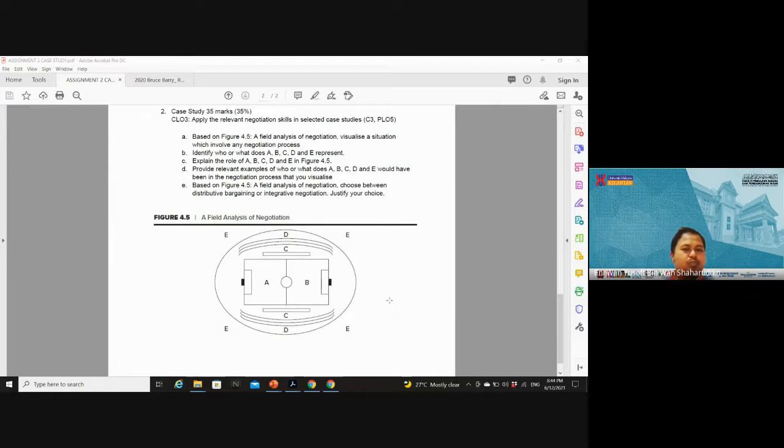Explain the role of A. As a buyer, what is your task? As a seller, what is your task? And C, D, and also E, for example. Then provide a relevant example of who or what A, B, C, D, and E would be in the negotiation process that you visualize. So in this particular situation, give them character.